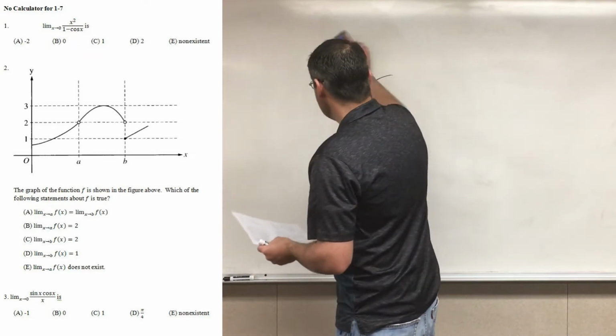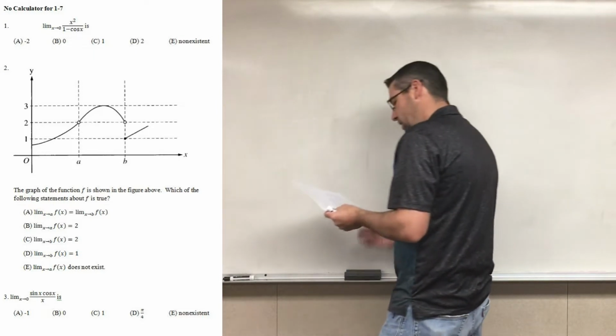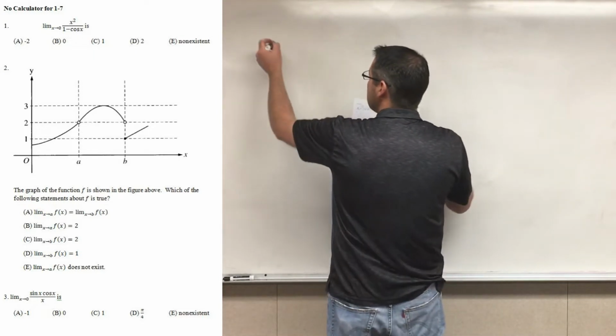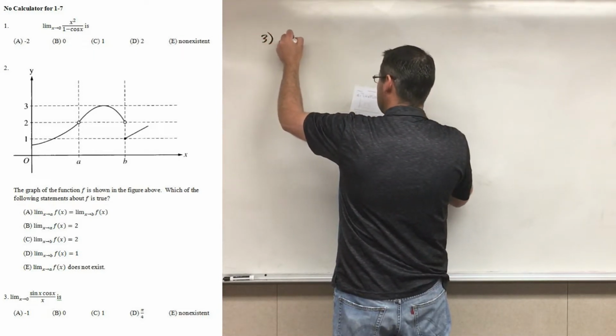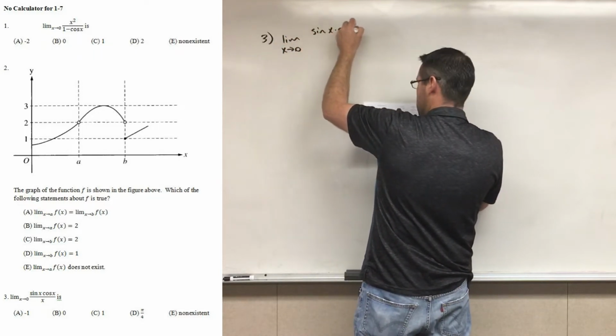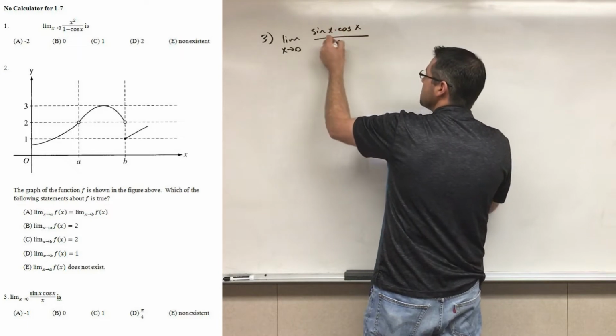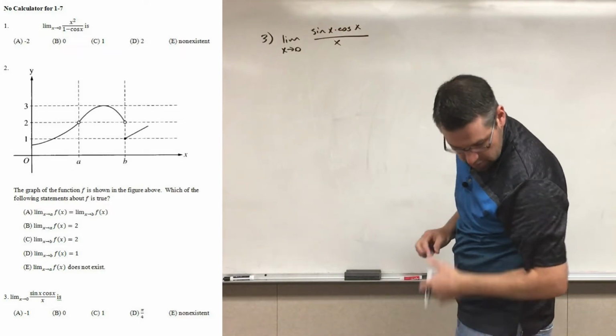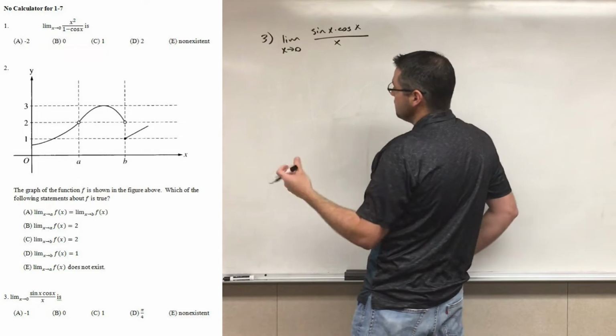Number 3, we have another limit expression, limit as x approaches 0 of sine of x times cosine of x all over x. This one's kind of a neat one because it uses some trig identities. You don't have to use them, but you can.